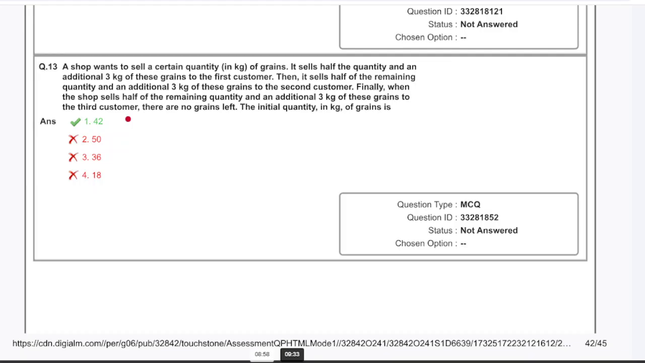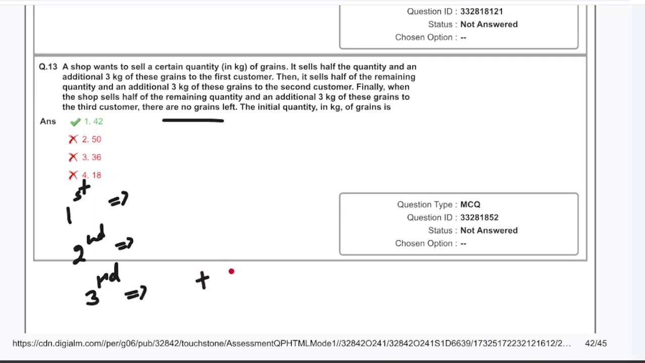We always start this kind of question from the backward. That means if I say, let's say the third person, then the second person, and then the first person, how much amount they are getting. Now, if I say that the last person got the final grains, he, the third customer, when they say he picked up the half plus 3, and post that there was nothing left.